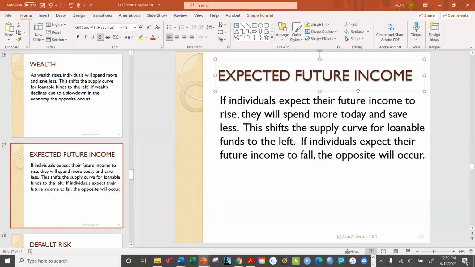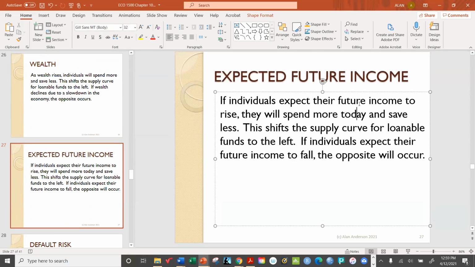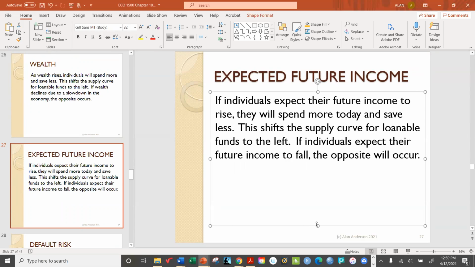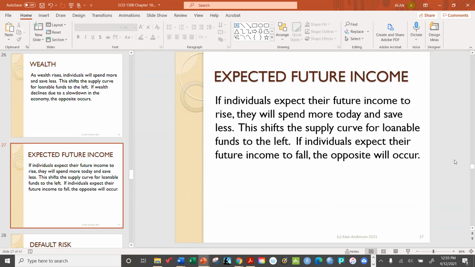So that means the entire curve will shift to the left and there's less funds available in the marketplace. Typically, the impact of that is to raise interest rates. And in fact, you often see that when the economy is booming, interest rates start going up. And this is part of the reason for that, because people will spend more and save less. And that helps drive up interest rates.